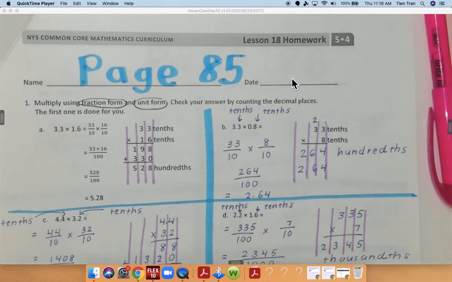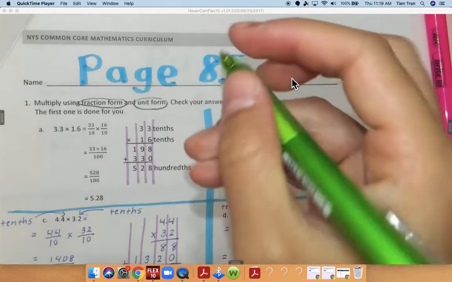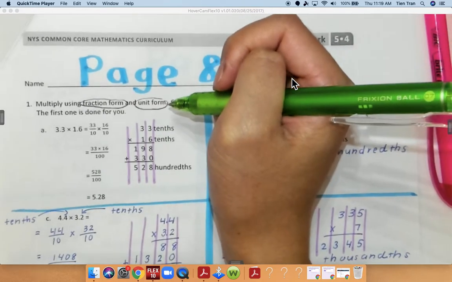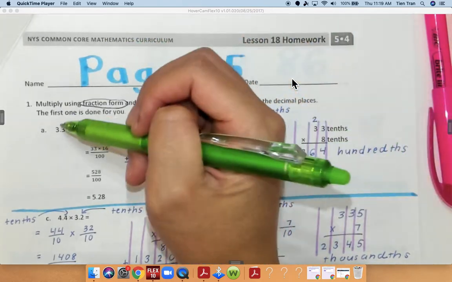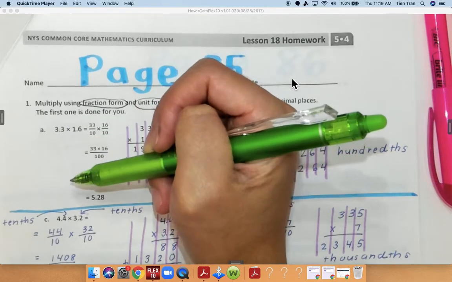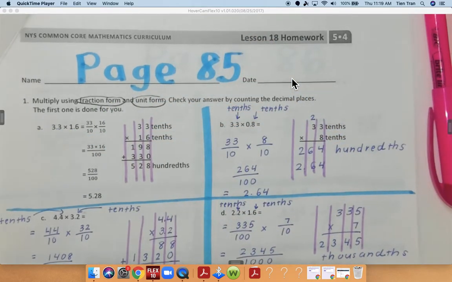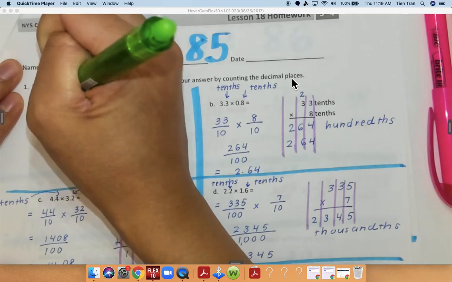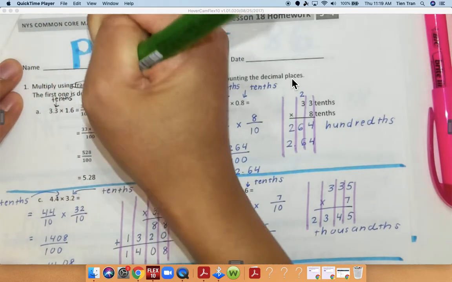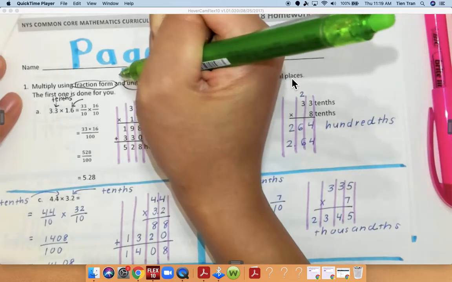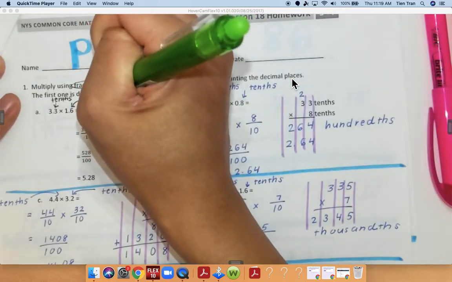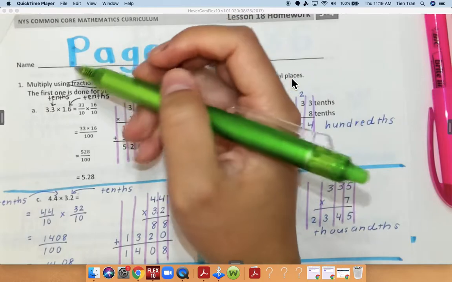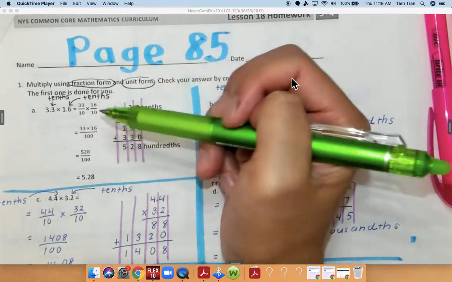And they want you to check your answer by counting the decimal places. So we're going to make use of the decimal places to count where the decimal should go. So we have 33 tenths. How do I know that it's in the tenths place? Because when I use my place value chart, I know that the 3 is in the tenths place. So I'm writing down tenths just in case someone forgets. And the 6 as well is in the tenths place. So we have 33 tenths and 16 tenths.